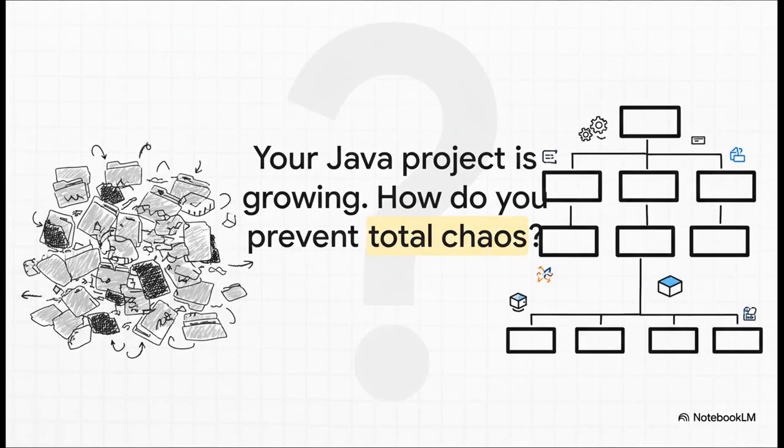So, picture this. You're past the Hello World stage. Your BTech project suddenly has like a dozen different classes, and they're all just sitting in one big folder. All of a sudden, you're scrolling and scrolling, trying to find that one file. It's a mess, right? Sound familiar? Well, this is that moment where you stop just writing code and start architecting it.